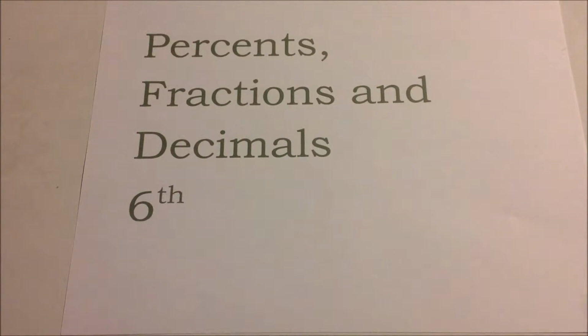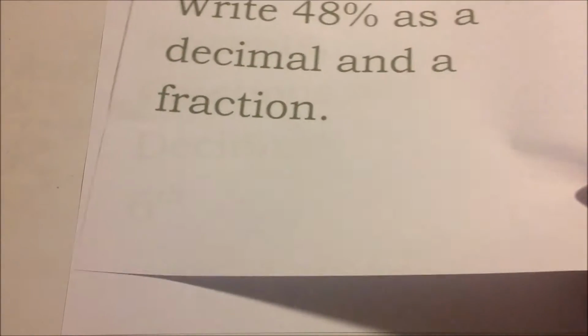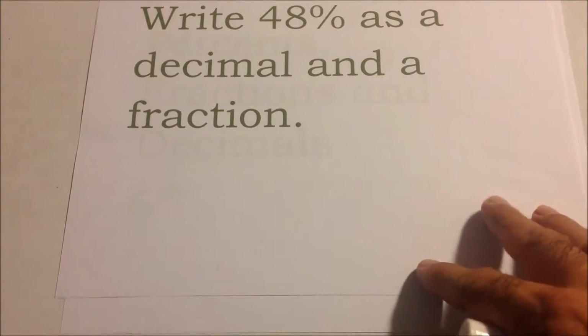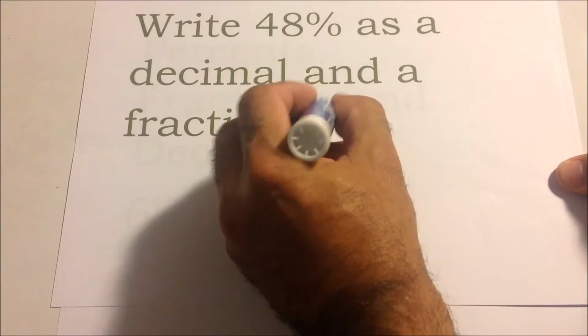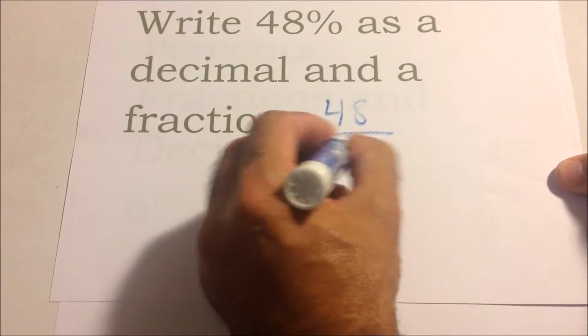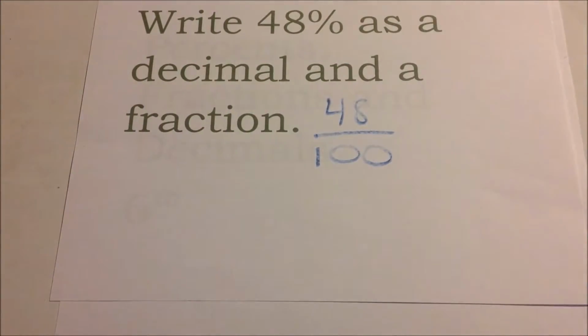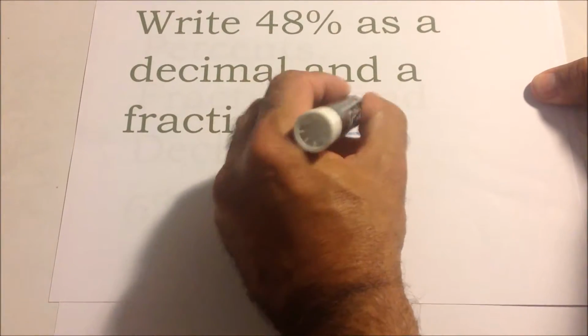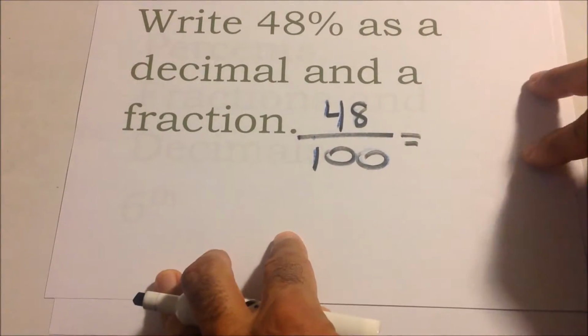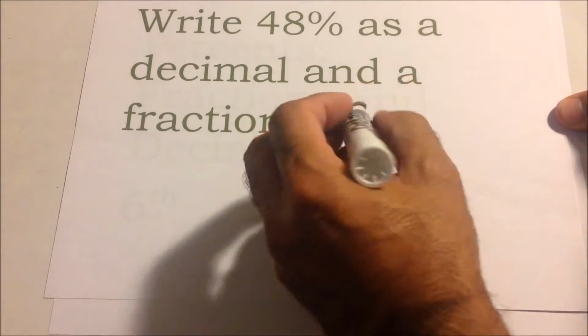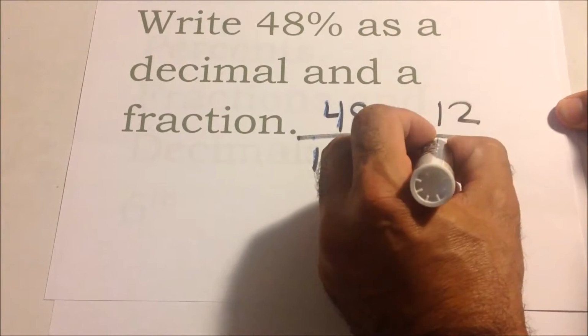Percents, fractions, and decimals, and we went over some of this already in the previous videos. So let's take a percent. Write 48% as a decimal and a fraction. And we did this previously. So as a fraction, you know 48% is just 48 over 100. And you can reduce. If I ask you to reduce this to simplest form, you can bring that down. Well, you can make that 12 over 25.